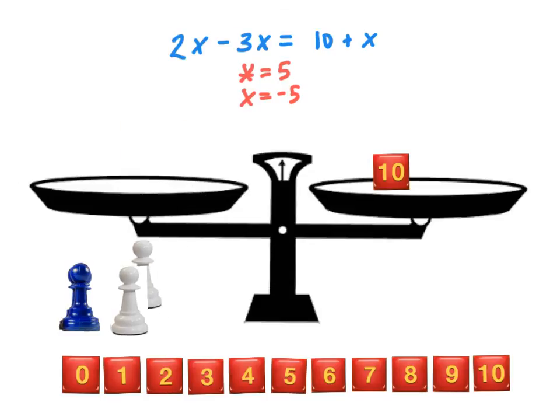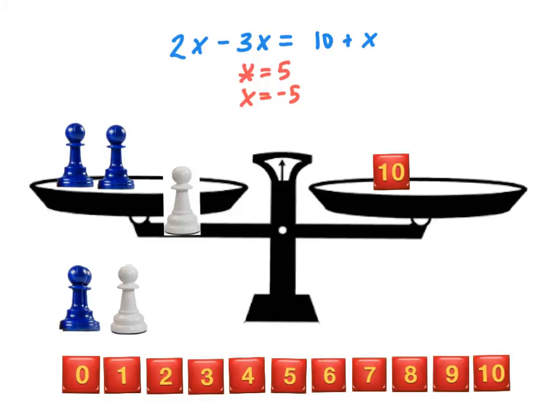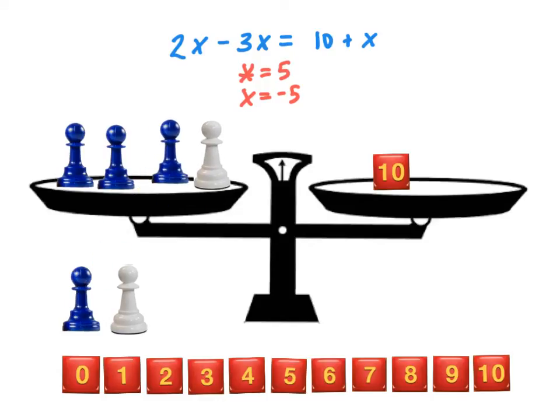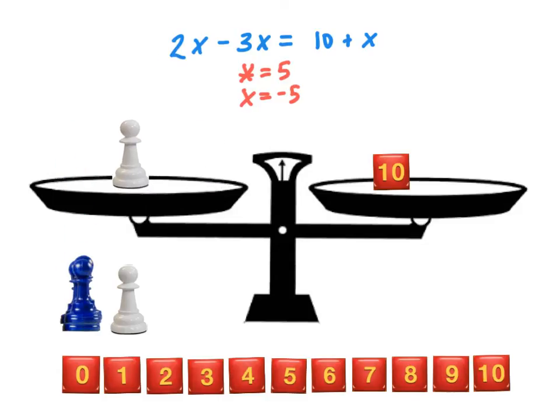When you do your check, make sure you go back to your original setup. So I had 2 x's, but I had to put a zero pair before I removed 3 x's. And then on the right-hand side, I just had 10 plus x. So this was my original setup. Substitute the values of star and x. Star was 5, x was negative 5. Left-hand side value is 5. Right-hand side is 10 minus 5, which is 5. So 5 equals 5.